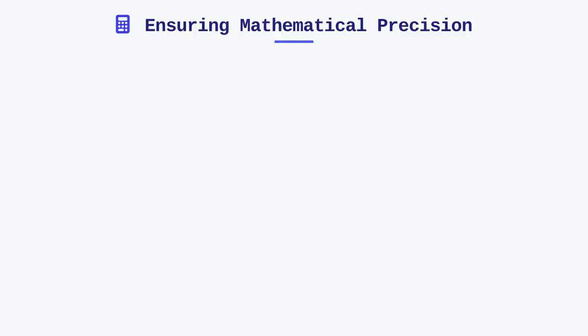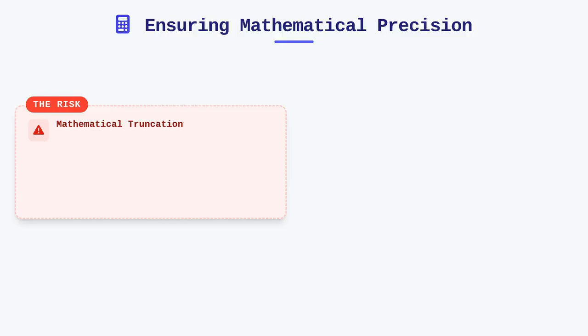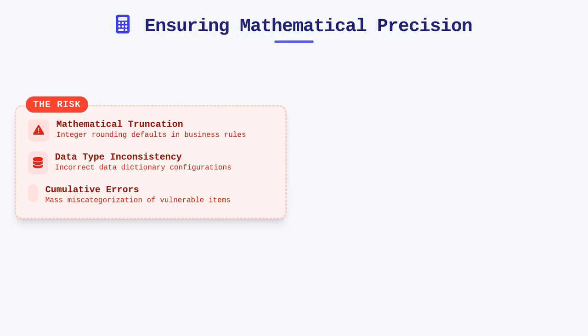Finally, you must address the risk of mathematical truncation and data type inconsistencies within the underlying business rules. When performing complex arithmetic operations on vulnerability scores, the platform often defaults to integer rounding if the data dictionary is not correctly configured for decimal precision. These seemingly minor errors accumulate during large-scale ingestion processes, potentially leading to thousands of vulnerable items being categorized incorrectly.